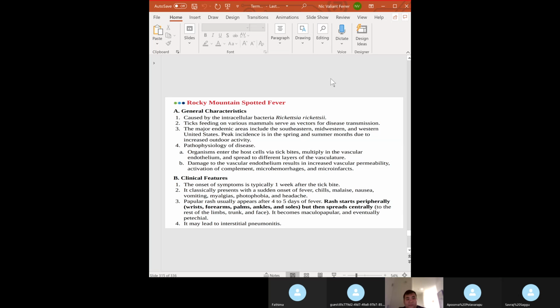Okay, common cause, Rickettsia rickettsii. So the tick is feeding on various mammals as vectors. Endemic areas, you can read that. What's the pathophys? So the organisms enter the host cells via tick bites, and then it multiplies in the vascular epithelium. Clinical feature, high yield.